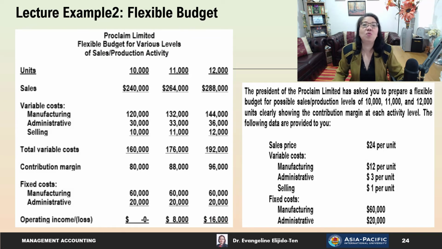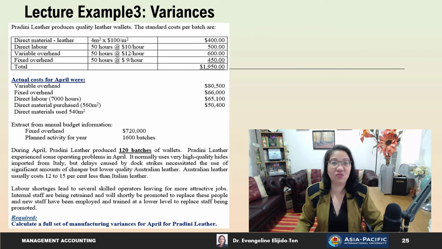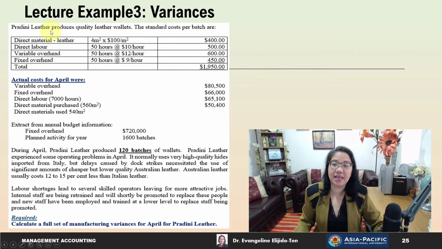So finally, before we end this lecture, we will revise the calculation of all the material, labor, variable overhead, and fixed overhead variances using this illustrative example number 3, Pradini Leather. They produce quality leather wallets, and they provide us with the standard cost per batch, the actual cost for the month of April, and an extract from the annual budget information, which is useful for calculating fixed overhead.